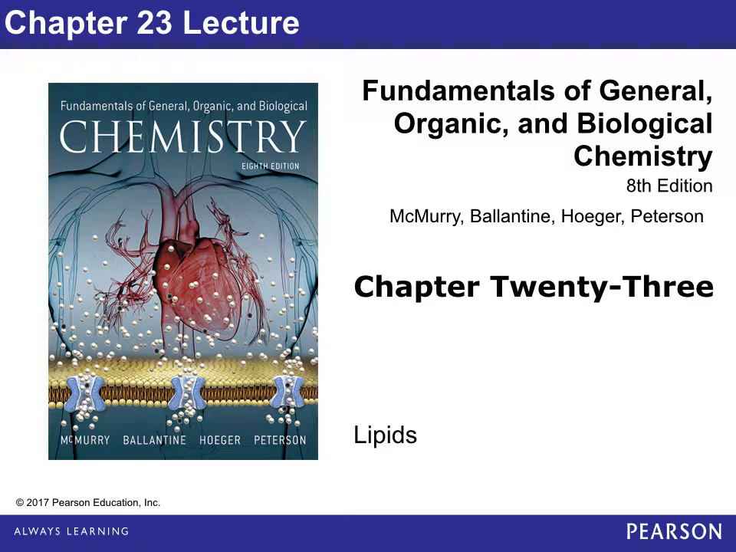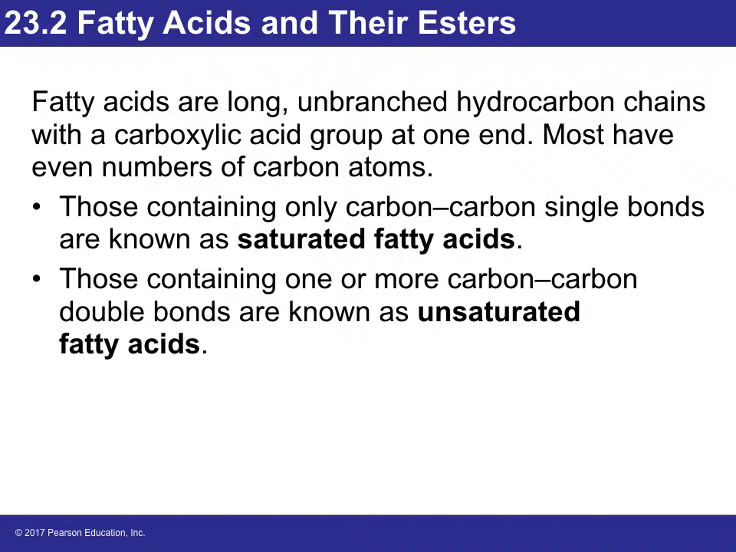This is part 2 for chapter 23 on the lipids. We're going to look at the fatty acids and their esters. So fatty acids are long unbranched hydrocarbon chains with a carboxylic acid group at one end. Most of them have an even number of carbon atoms.